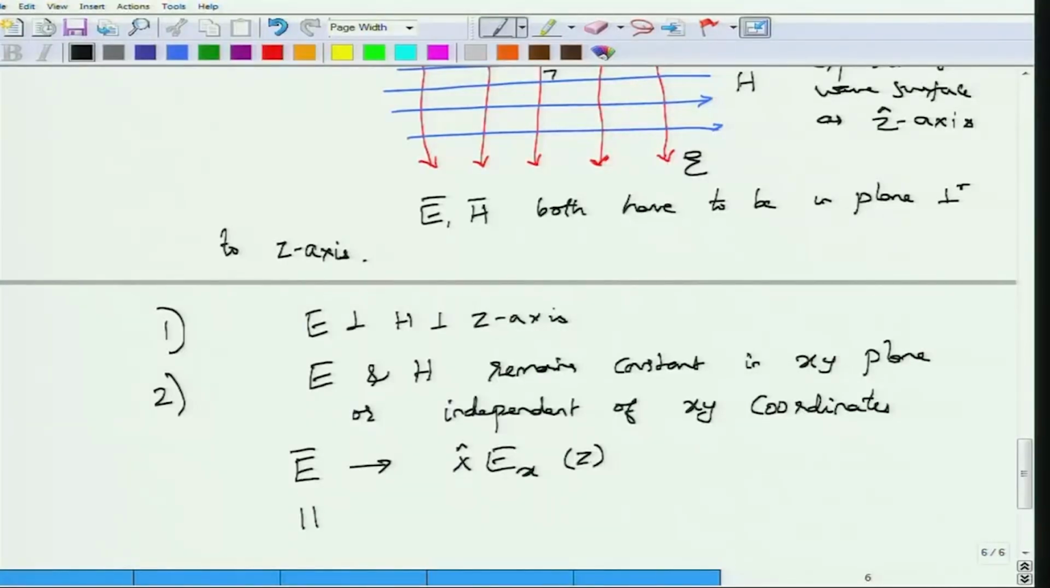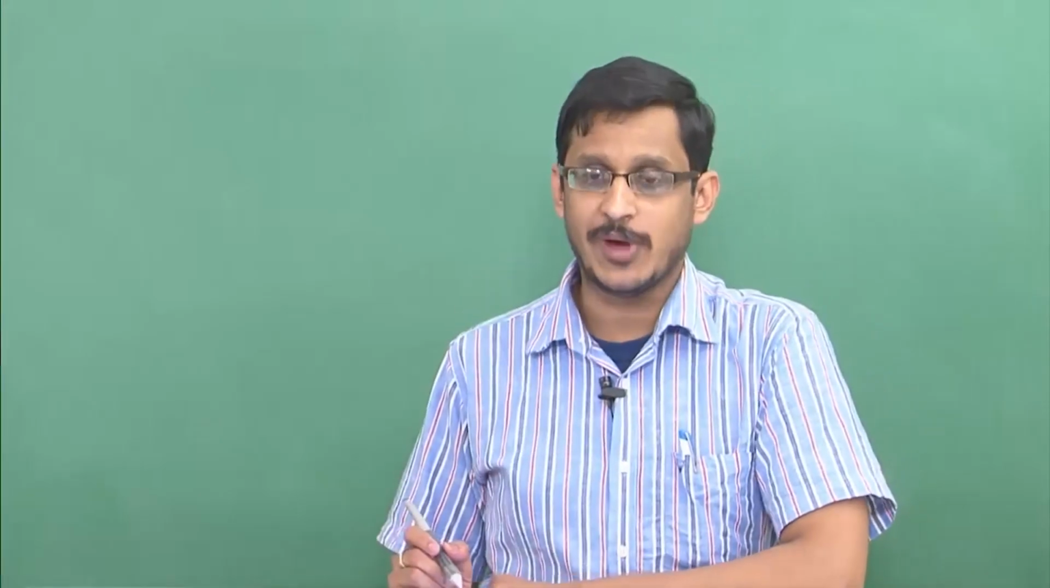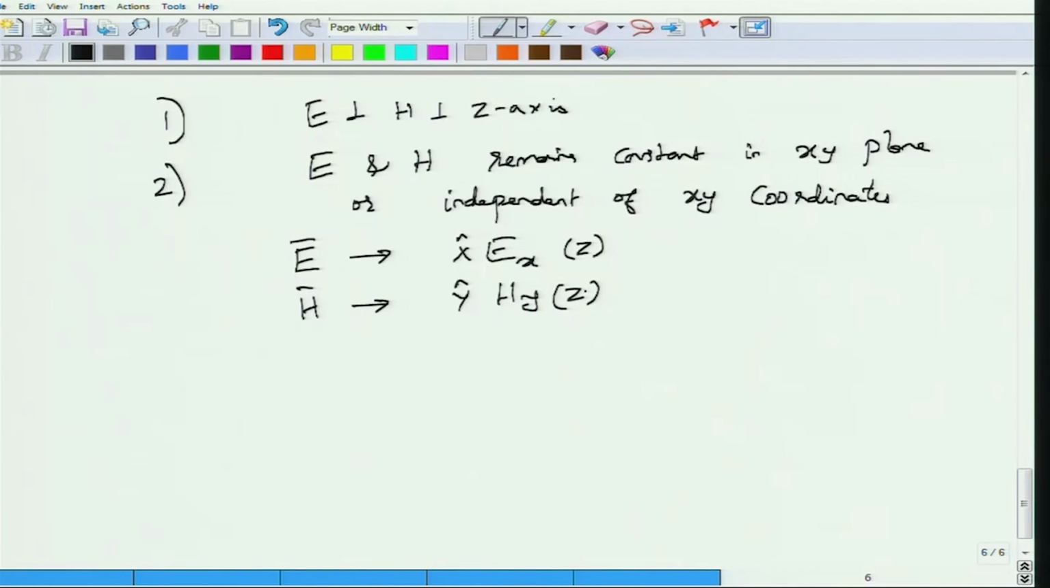So this is the expression for the electric field. Now similarly, the magnetic field has to be along y, Hy of z. Now let us see whether whatever we have used as physical justification and intuition is also mathematically valid. Can we show that these assumed solutions are actually solutions? If they are, what is the nature of this Ex of z and Hy of z?